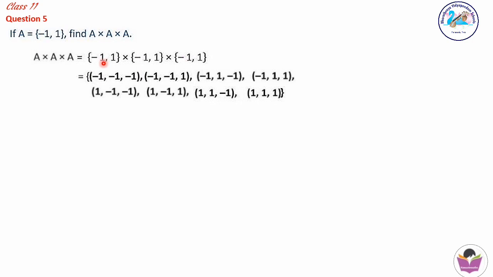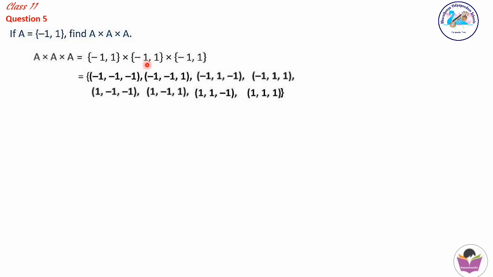Next is (-1, -1, 1). It's written. Next is (-1, 1, -1). Next is (-1, 1, 1), the last element here 1. Next is with this one (1, -1, -1). It's written. Next is 1.